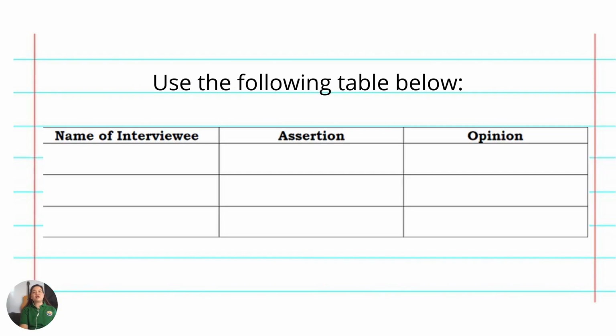Okay, so you may use the following table below. First column, the name of the interviewee. Next, statement of assertion. And then the next one, statement of opinion.